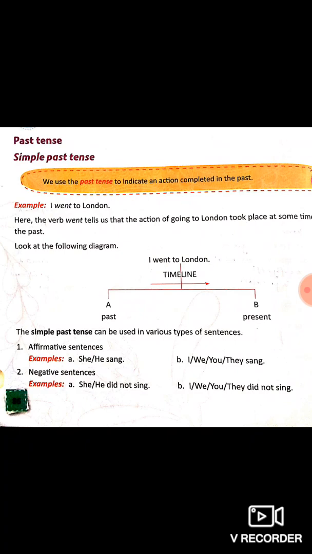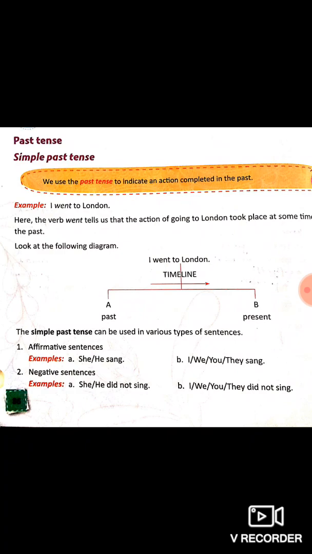Now, what is a simple past tense, children? A verb used in the past tense indicates an action that has completed in the past. For example, I went to London. Here you can see the verb went is the second form of the main verb go. And the action of going to London took place sometime in the past. That is what is indicated by the second form of the verb go, that is went.